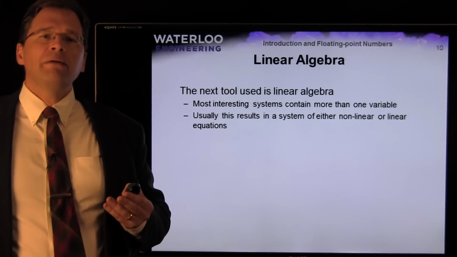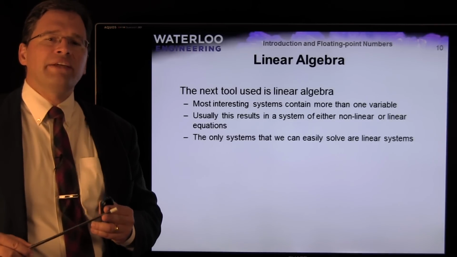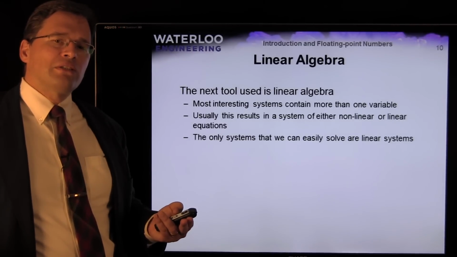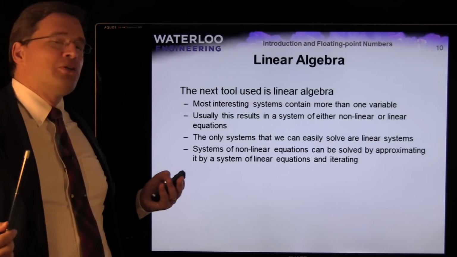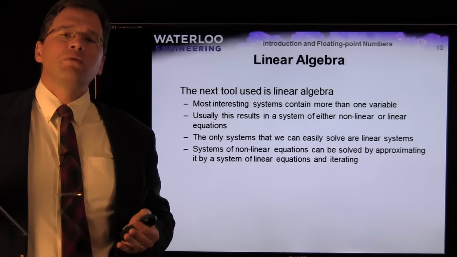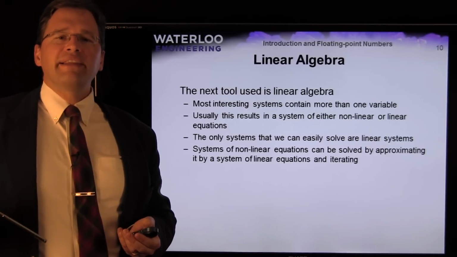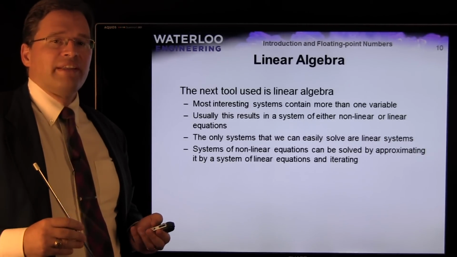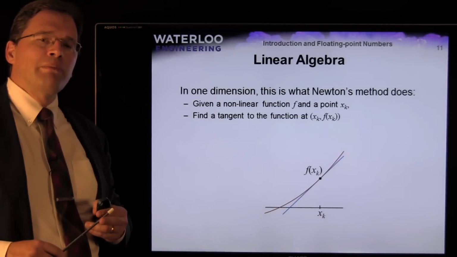However, in reality, most equations will not be linear. They're going to be nonlinear equations. So the only thing we can solve is a system of linear equations. So what can we do? Well, in most cases, when we're hit with a nonlinear equation, we approximate the nonlinear equation by a linear equation. Having done so, we can solve the linear equation and then iterate. This is exactly what Newton's method does.